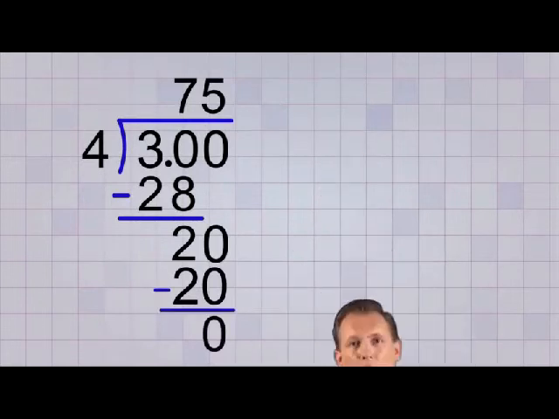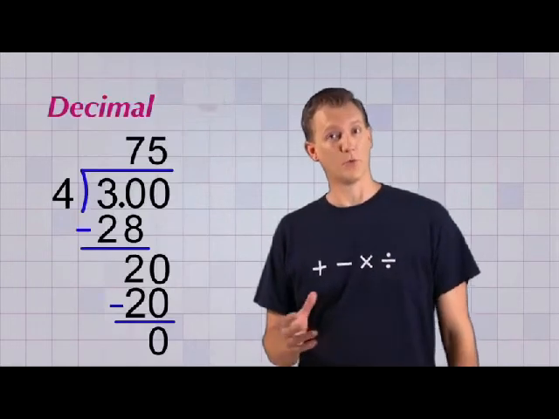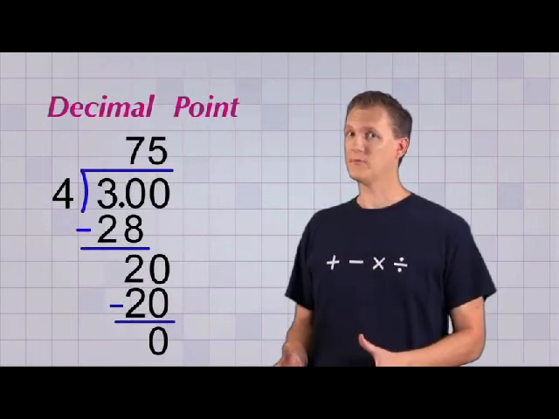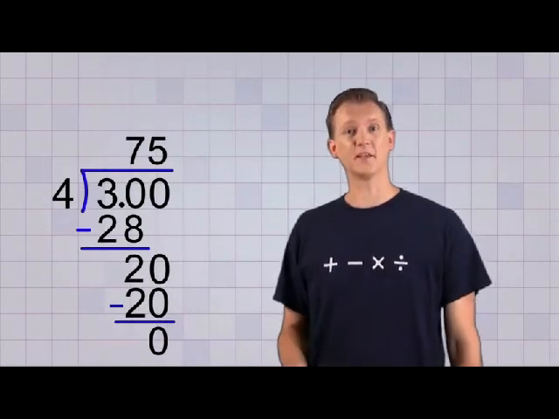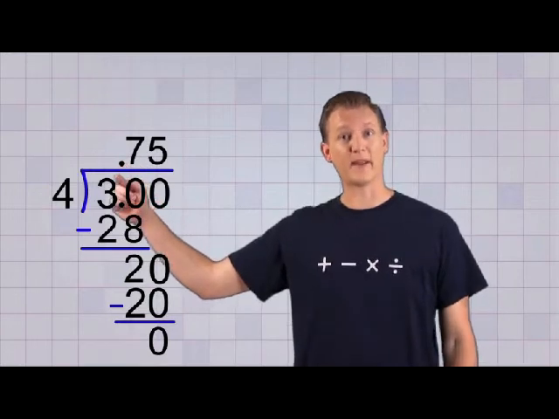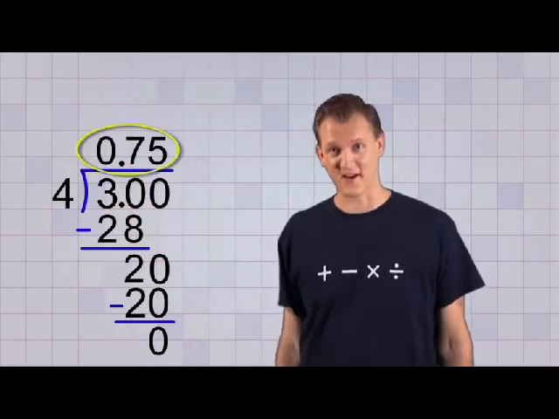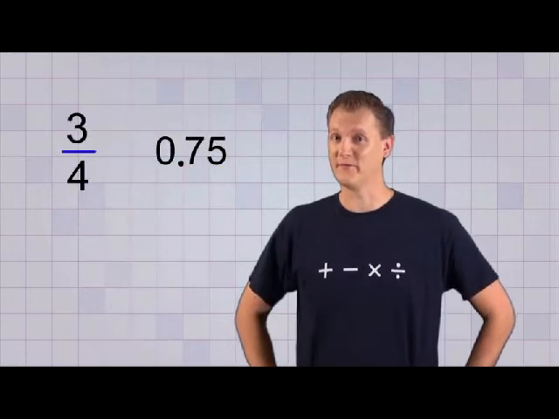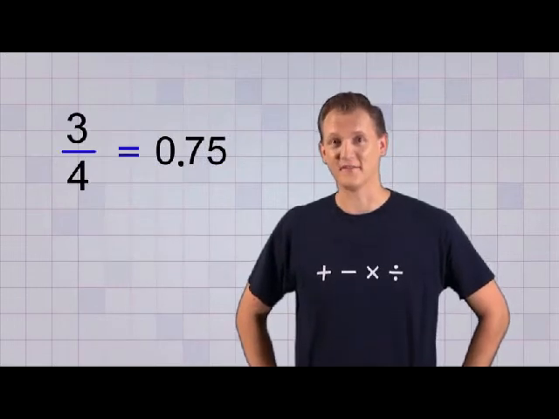But don't forget, we need to include the decimal point in our answer. Now if you've kept your columns lined up like I have, you'll see that the decimal point goes right here, and that makes our answer 0.75. So the decimal value of 3/4 is 0.75.